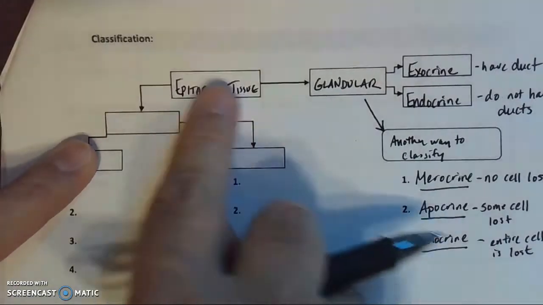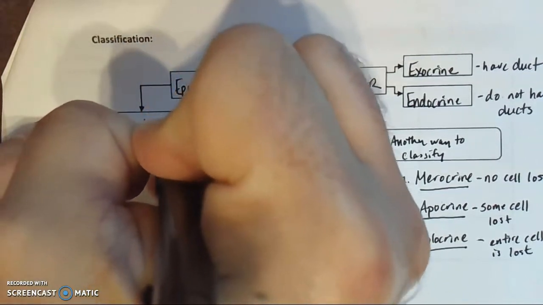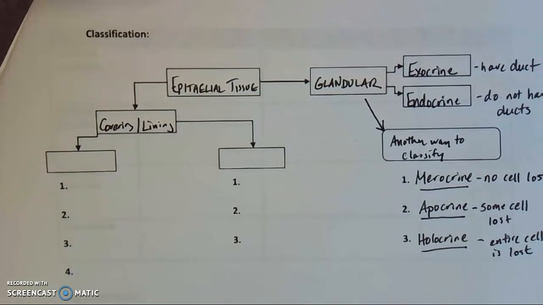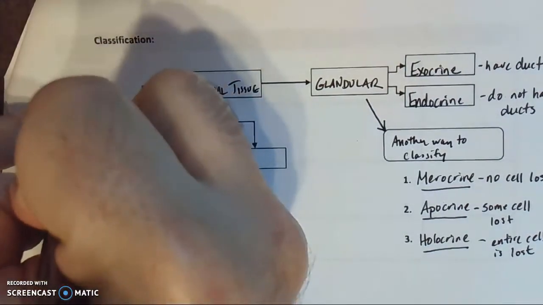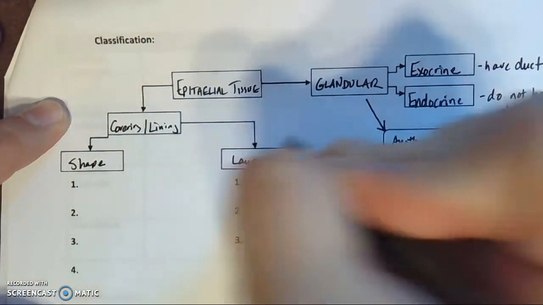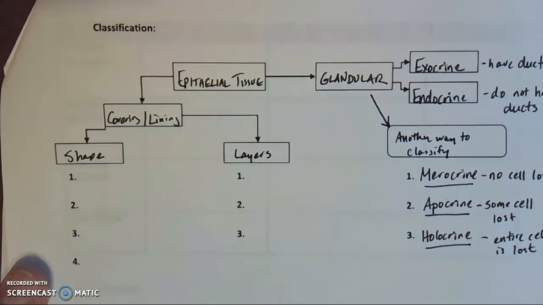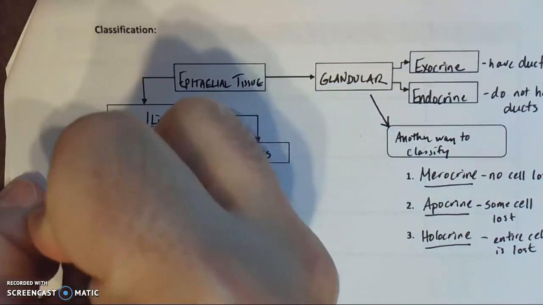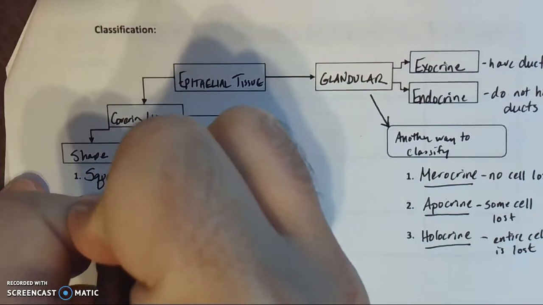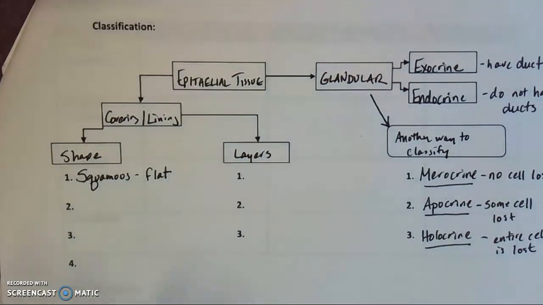The other side over here deals with our coverings and lining cells. And it's classified either based on or both by shape and number of layers. So the shape of the cell is what we're looking at here, and there's four general shapes. The first one is called squamous, and it basically means flat. So the cell is kind of squished down and is a flat size or shape.